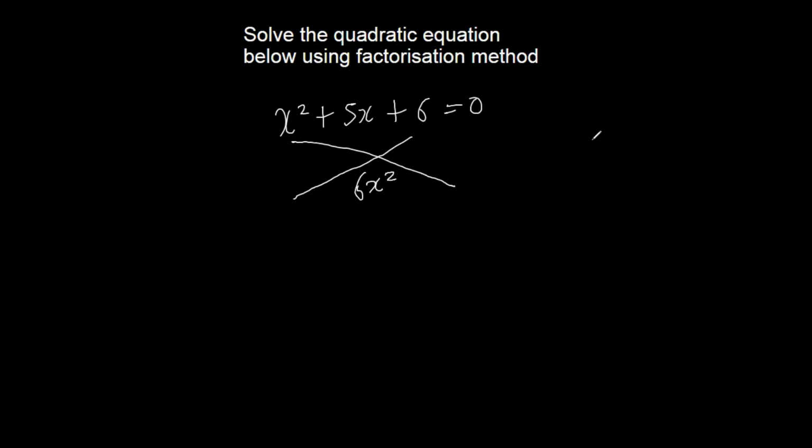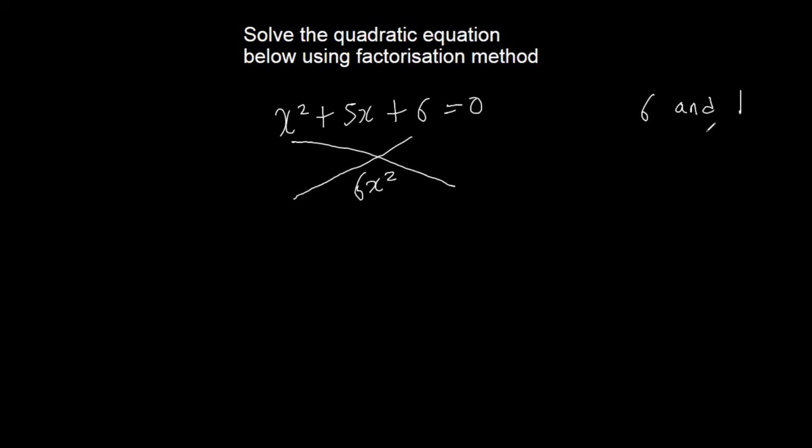Now the next step is to look for two factors that we would multiply together to give us 6x squared and also add together to give us 5x. So in getting that, you have to list out the factors which you multiply together that will give you 6. We know that the factors we can multiply together that will give us 6 are 6 and 1.